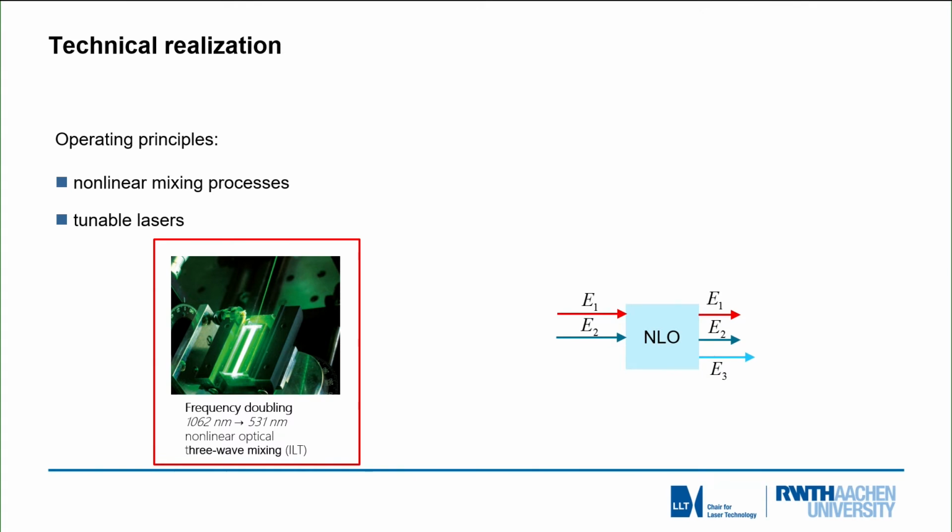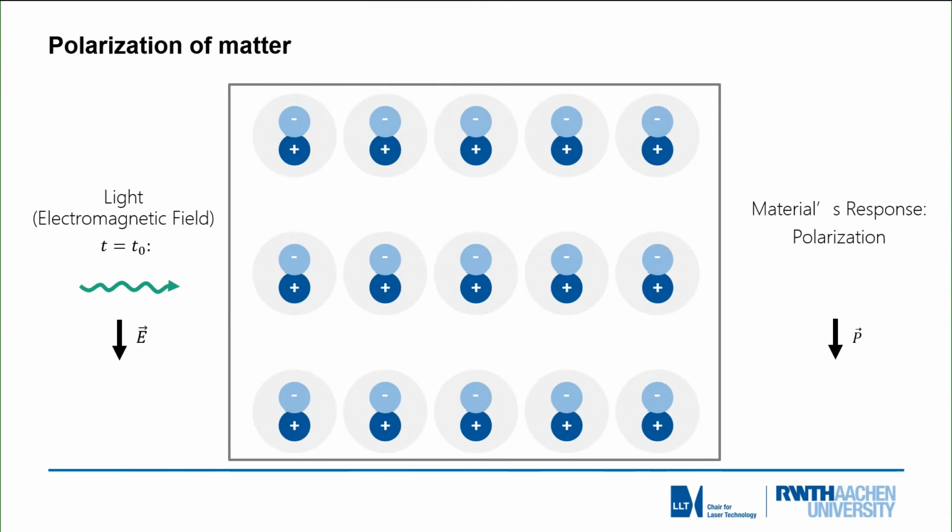Now let's talk about technical realization, and to reduce the complexity we focus here on frequency doubling, as you see here in this example, where we come in with an infrared laser and in the magic box something happens which turns it into a green laser. Exactly half the wavelength, double the frequency. In this sketch, you have to imagine E1 equals E2, so we come in with similar photons and end up with the frequency doubling. What happens in this magic box?